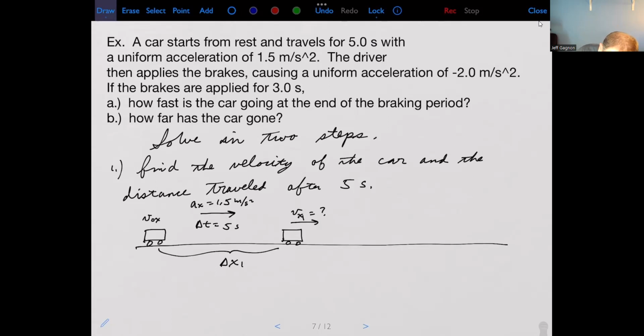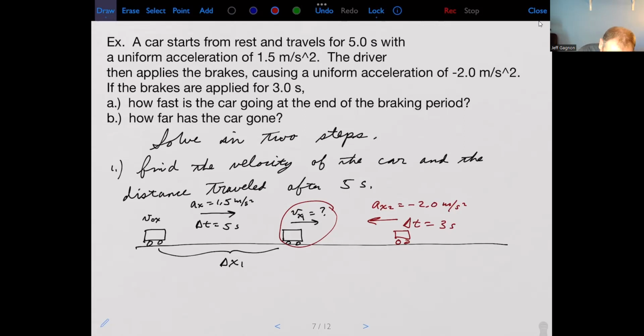Because then later what's gonna happen, I'll do this in red now. Now you can think of it as starting with this initial velocity, and now it's gonna have an acceleration that is negative. It's gonna decelerate. So now the acceleration, this is AX2 now, is going to be -2 meters per second squared. And it's applied for 3 seconds. And we want to know where that car ends up. Like what is its total displacement and what is its speed right after that second part. But we need to do this first part first. Let's figure out what's going on right after 5 seconds.